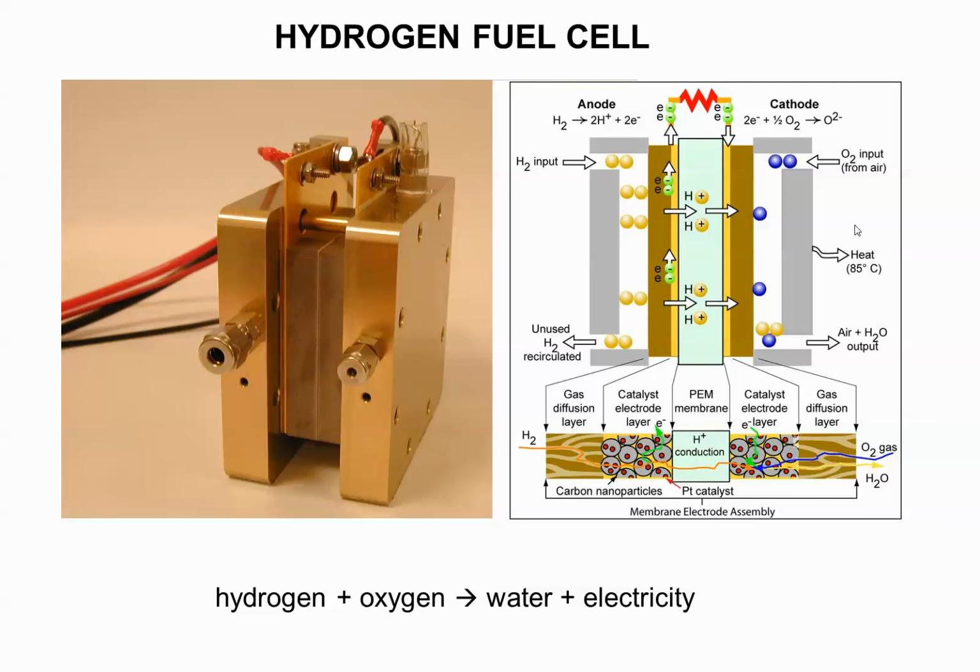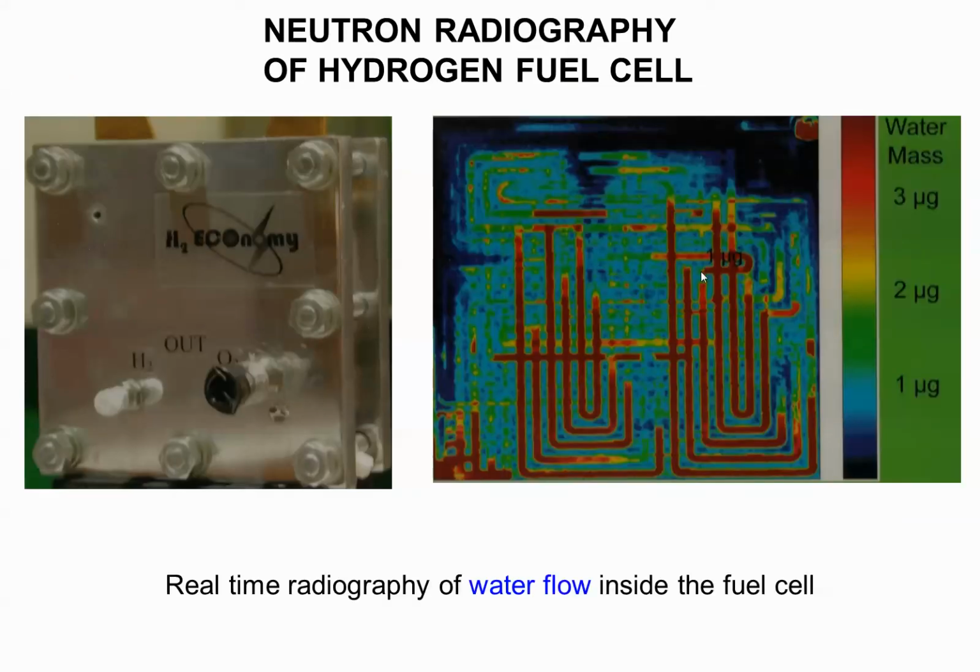So in other words, hydrogen fuel cells use hydrogen to produce electricity. In other words, hydrogen is an alternative fuel to petroleum. Let's look at the neutron radiography of the fuel cell. One can do real-time imaging of water flow inside the fuel cell. Like in this case, we can see that water accumulates close to the anode, likely due to heating. This is a project in collaboration with GM, who has a great deal of interest in hydrogen fuel cells for their cars.